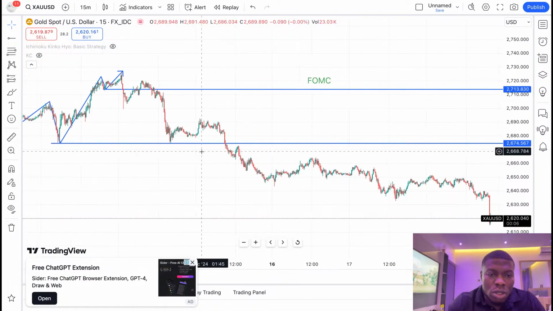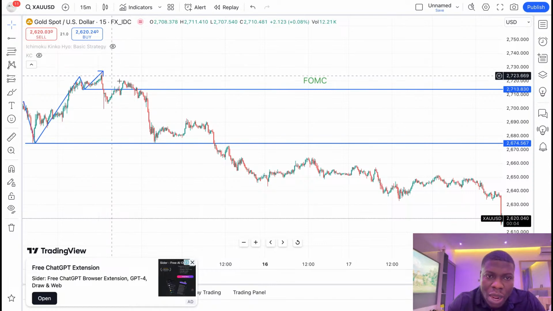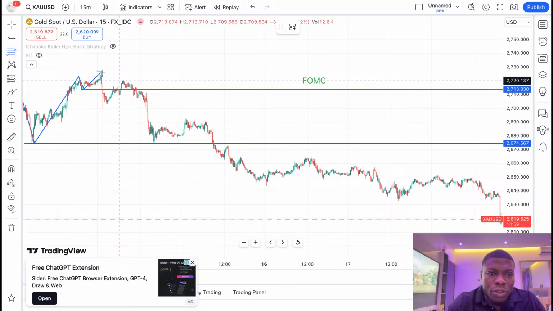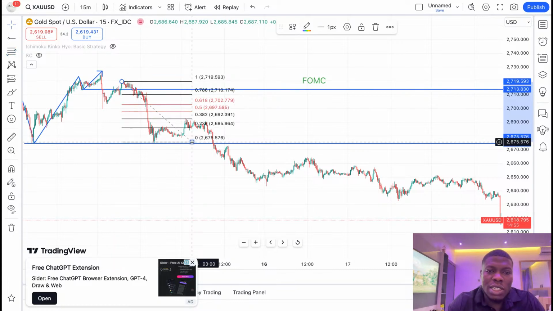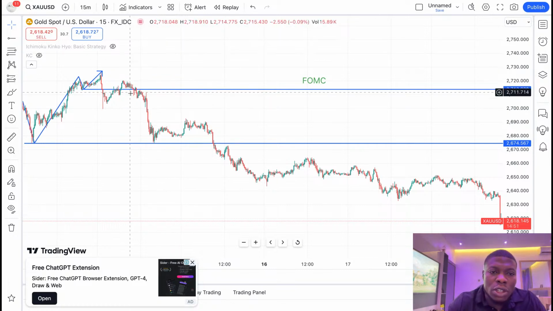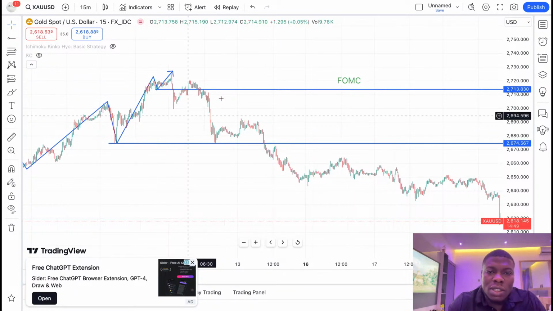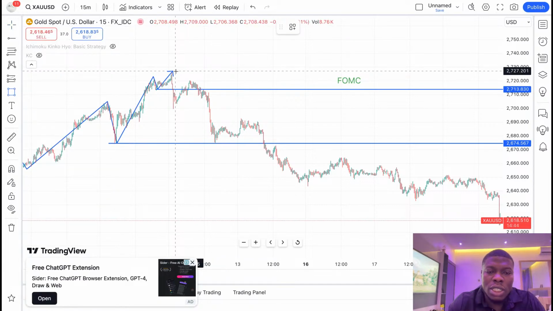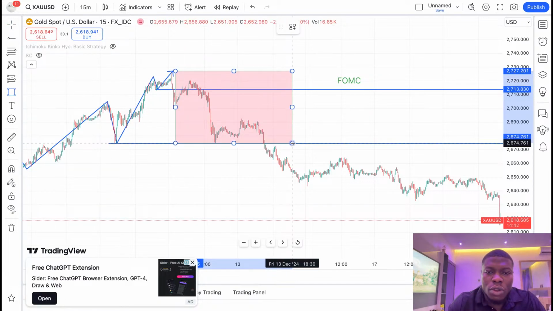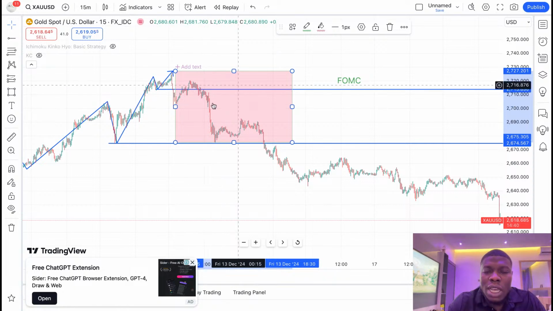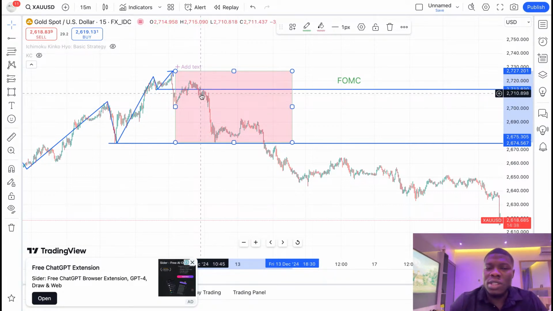Just at this zone, this market was trending down, but if you're trying to draw your Fibonacci at this level, it will not work out, because in this region the market is not in any trend. So trying to use any strategy at all in this region will always give you losses.